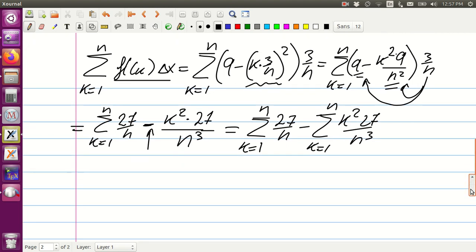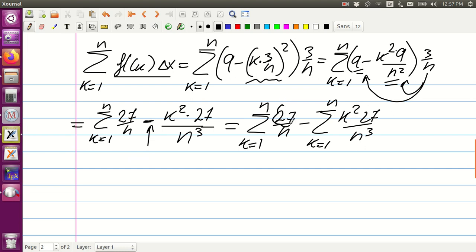All right, so now let's think about it. As we can see, 27 over here does not depend on k, so it doesn't change, so it's a constant, and we have a constant multiple rule for the sum, so 27 goes out. But this n over here is some fixed number, it's just in how many intervals we split up the area, so it also does not depend on k, so we can put it outside. So what's left inside is number 1, which we add up from 1 through n.